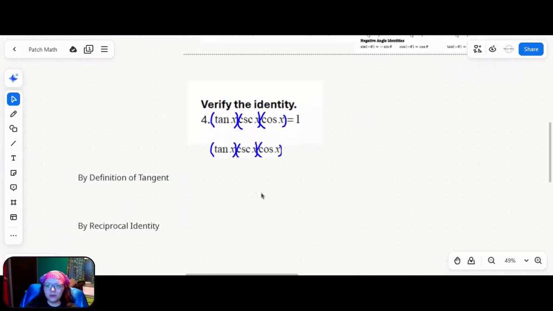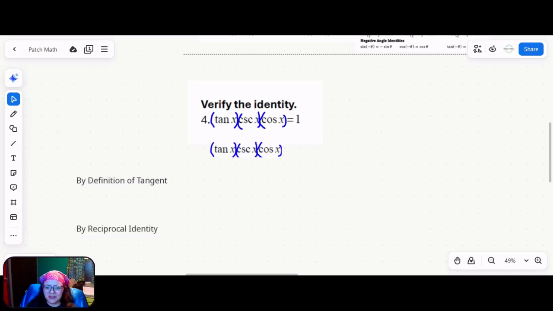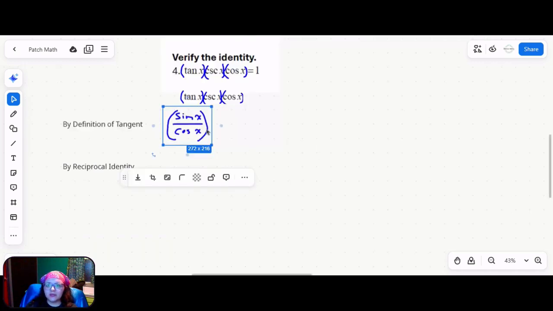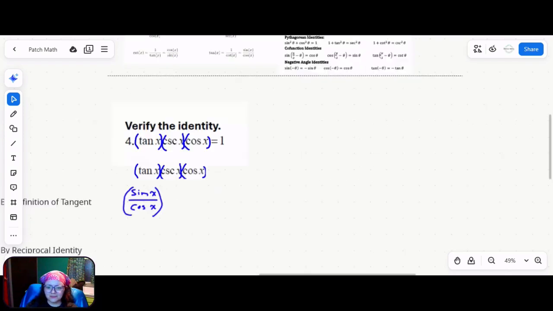In this case, I'm going to go one piece at a time. Anytime that you are doing a proof, you want to cite what you are proving to be true. All right? And that's what I have written here. So first, I'm going to use that definition of tangent being sine over cosine, or sine of x over cosine of x, and place it right in there. And then I want to go ahead and just paste the rest of that. Remember, the goal is we're trying to prove this is equal to 1.